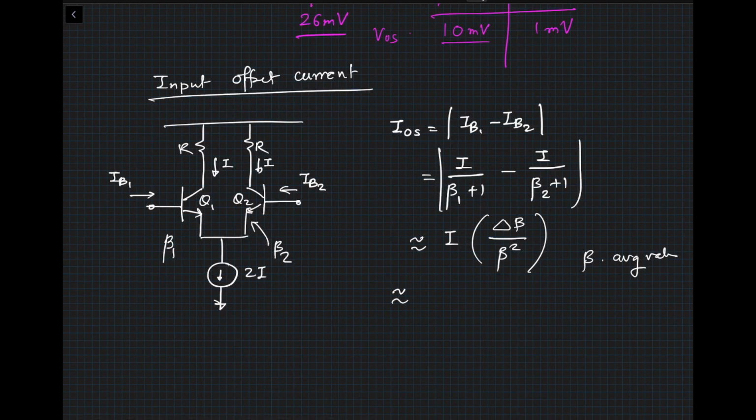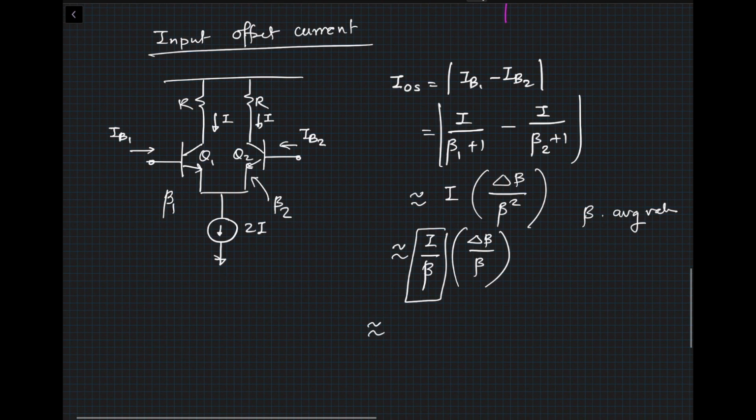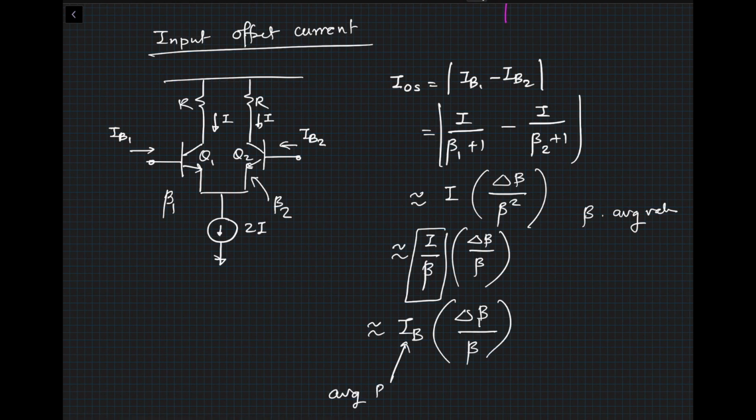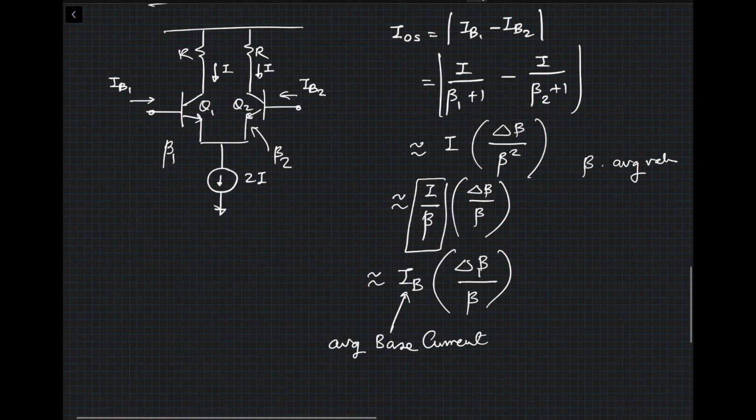We can also rewrite this as I divided by beta and delta beta divided by beta. What is I divided by beta? I divided by beta is approximately the base current, the average base current, and then you have delta beta divided by beta. So this is the average base current. We are making an approximation. We are ignoring the plus 1 in beta plus 1, so we are saying beta plus 1 is almost equal to beta. Okay, so that's why we are able to get it. So this is the way you calculate your input referred offset current.